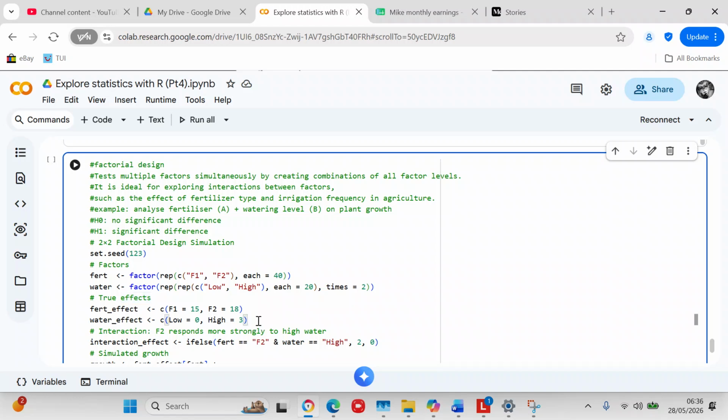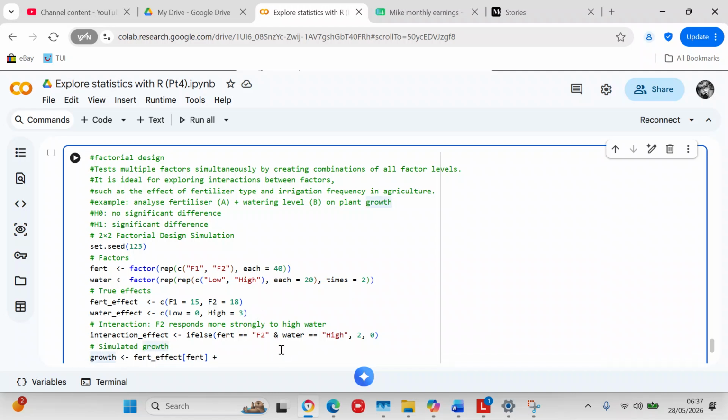And then we're going to calculate our true effects. So fert effect becomes a vector where F1 is 15 and F2 is 18. So you can see already that F1 and F2 have different numbers in them, and I'm going to take it as a mean. And then the water effect becomes a vector of low equals 0 and high equals 3.